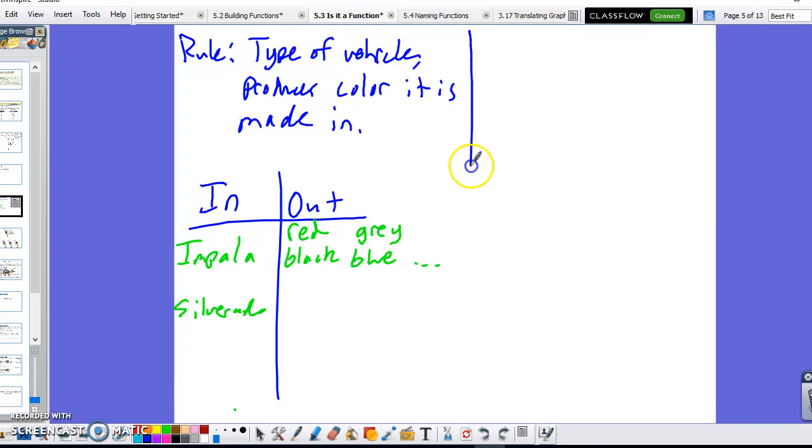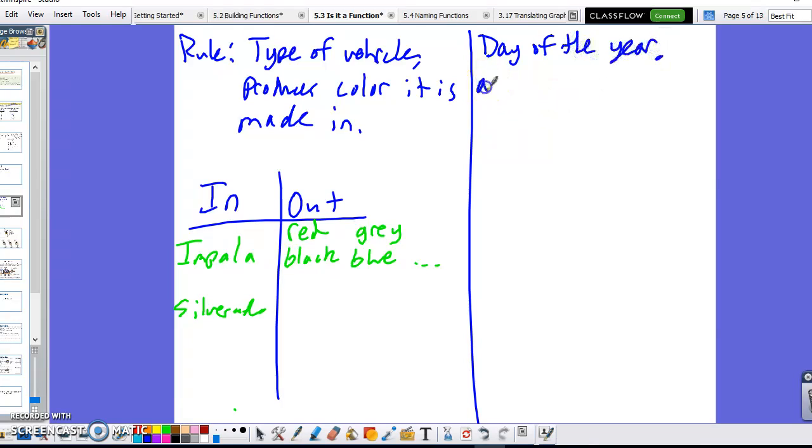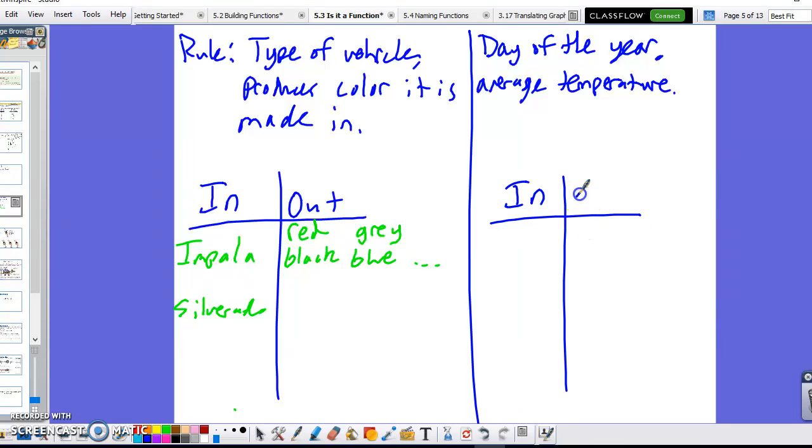How about if my rule was day of the year, and my output was average temperature that day. Okay, so if you've ever watched the weather, sometimes they'll say, hey, the average temperature for today is 20 degrees. Today it's supposed to be below. What we would expect is the average is going to be 10 degrees. Okay, so we have historical data, and we're basing that off of, let's say, Waterloo, Iowa. Okay, so my input is February 7th.